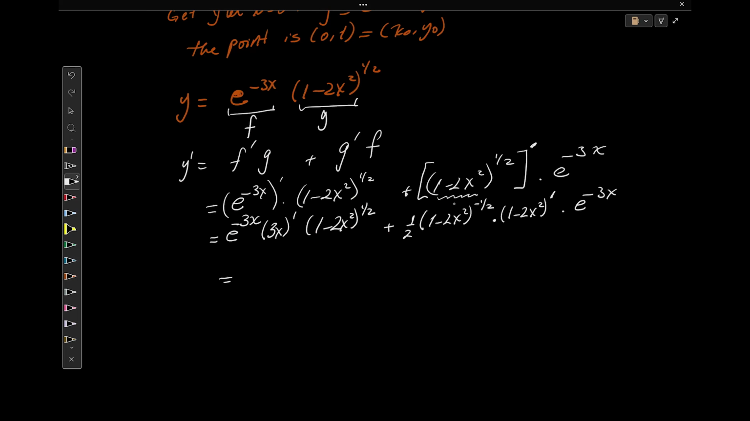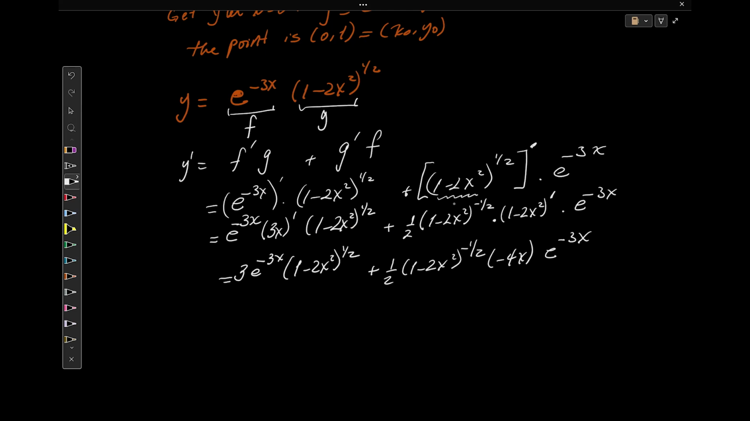We have two more derivatives. 3x gives me a 3 when I take its derivative. Here, (1 minus 2x squared) to the 1/2 plus, keep this the same. What's the derivative of 1 minus 2x squared? It's 0 minus 4x, right? So it's negative 4x. And then here, e to the negative 3x.